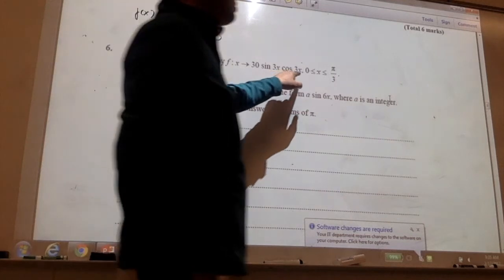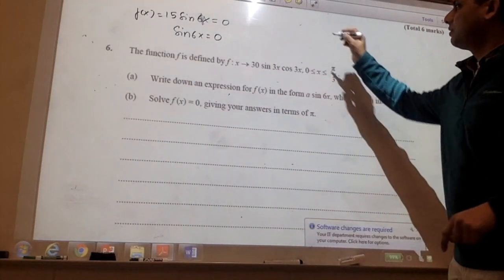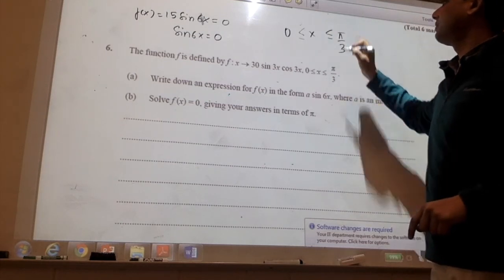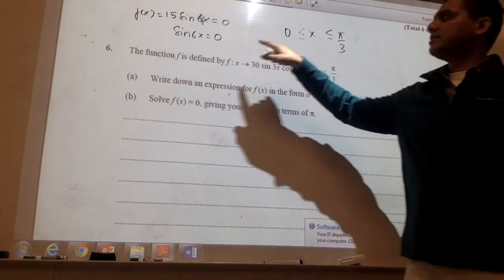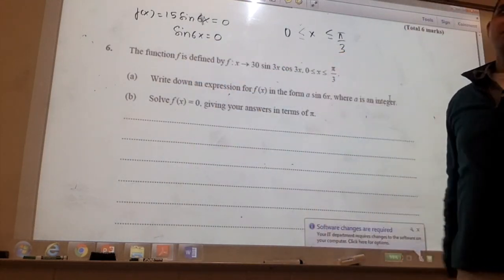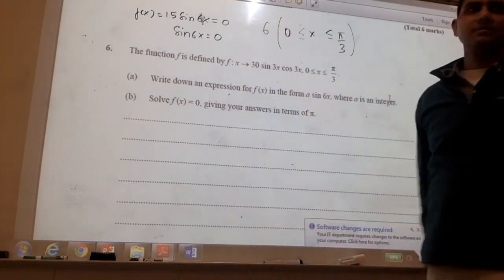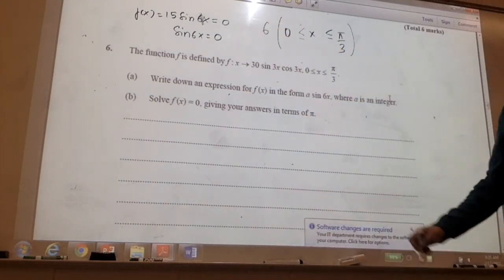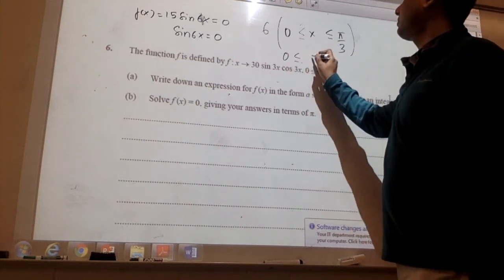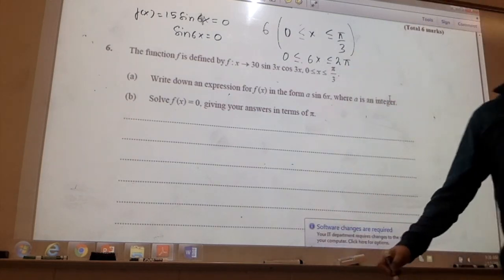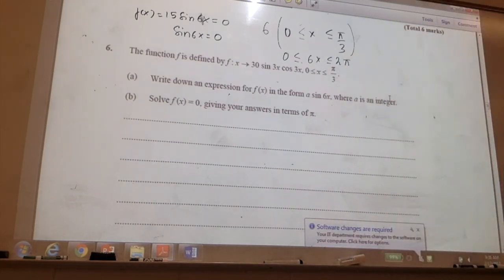But what are your bounds? The bounds are 0 less than or equal to x less than or equal to pi over 3. This is x and this is 6x, so try to make the bounds in terms of 6x. How do you do that? Multiply the whole bounds by 6. If you multiply the whole bounds by 6, what do you get? 0 less than or equal to 6x less than or equal to 2 pi. Are we good?